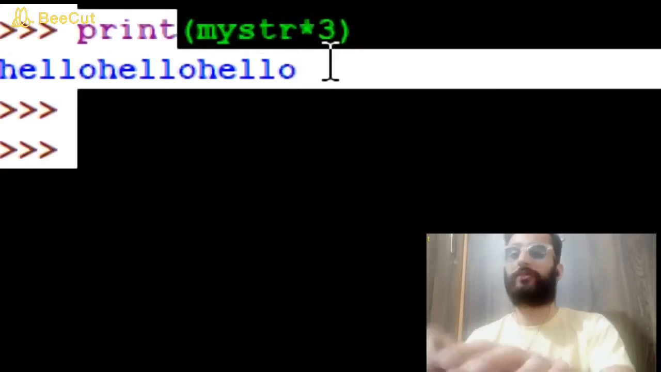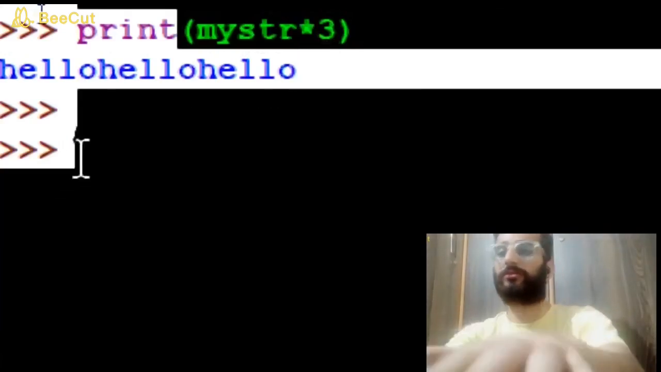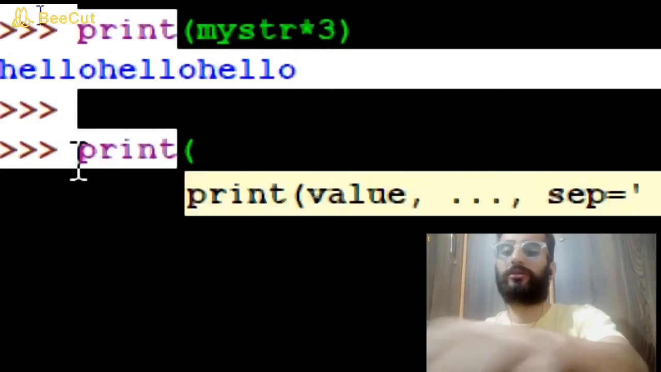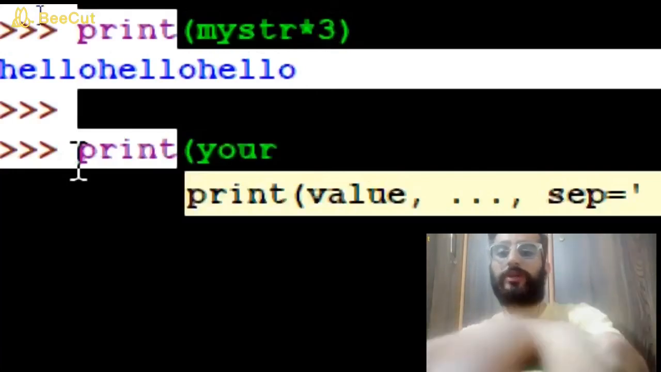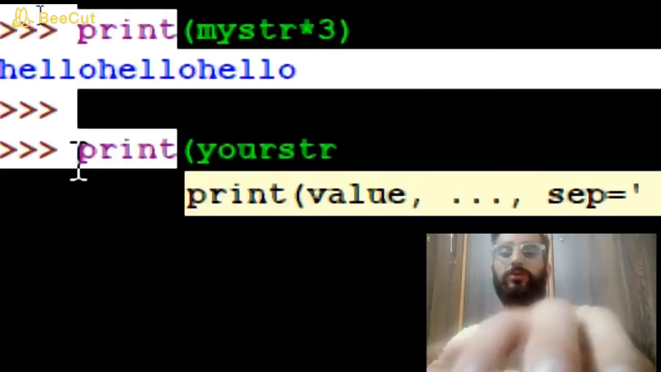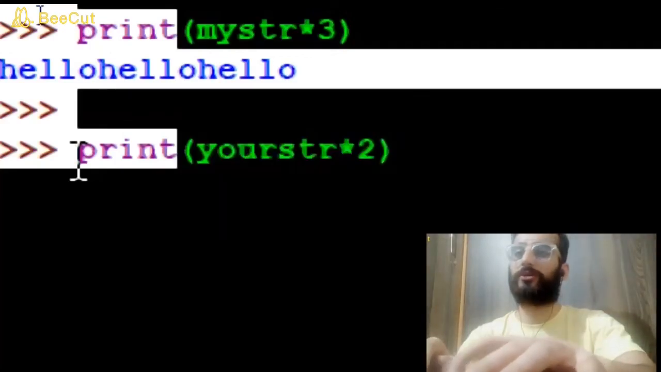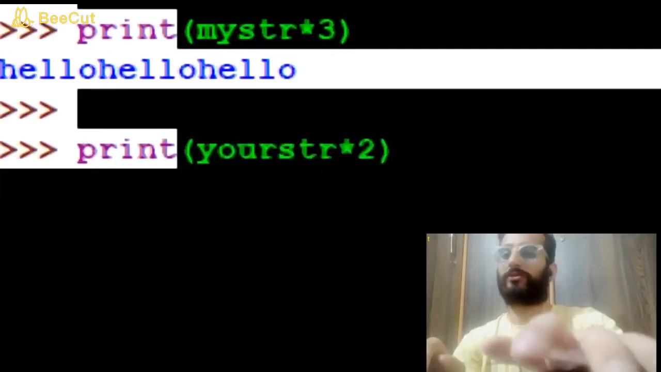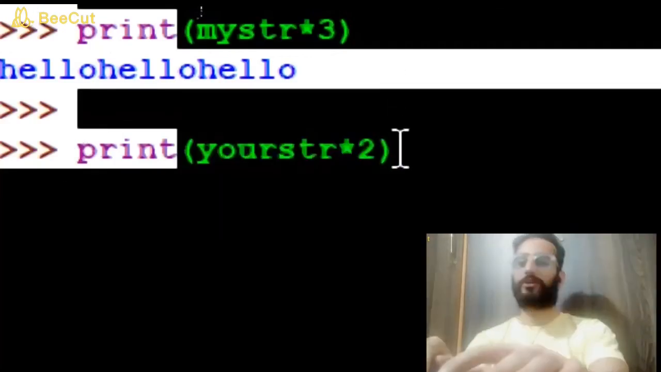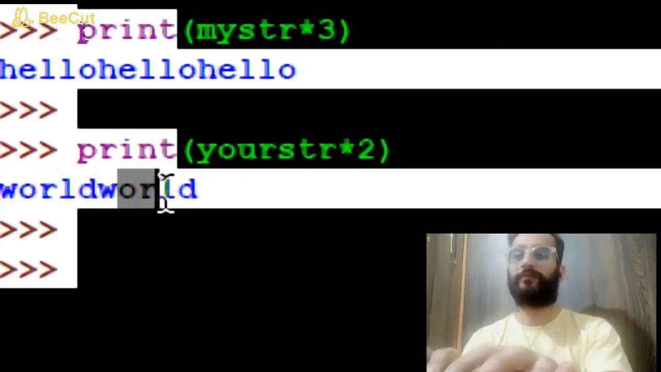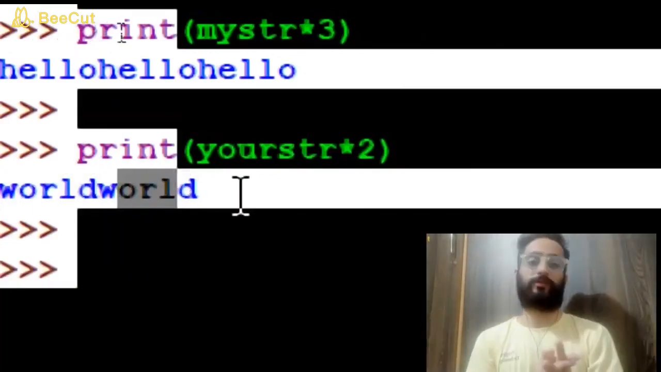Similarly we'll do another statement here. Print, this time we'll take your string multiplied by 2. Your string's value is world. Let's see what happens. Okay, so we got world 2 times, the value of your string. So now you got to know what the multiplication operation does with strings.